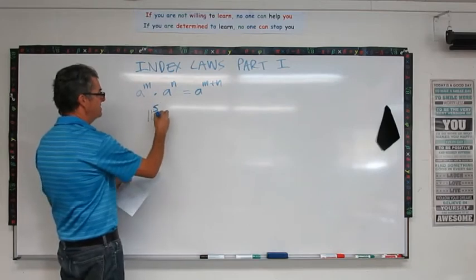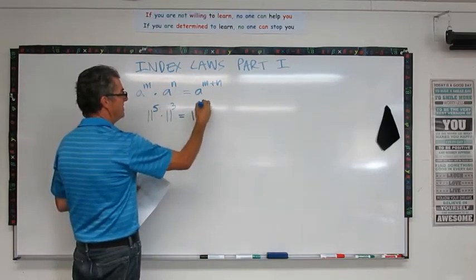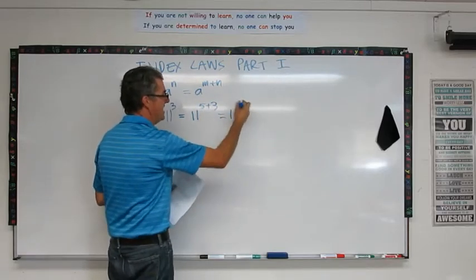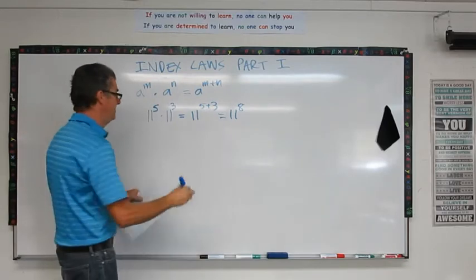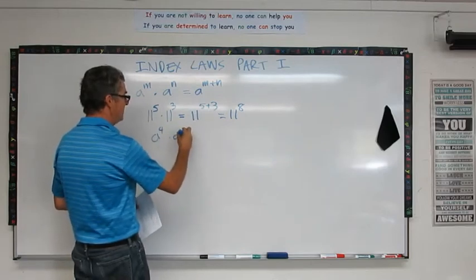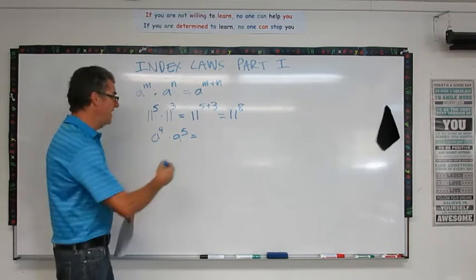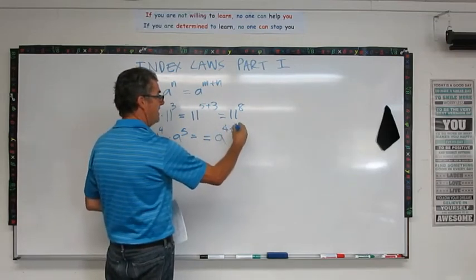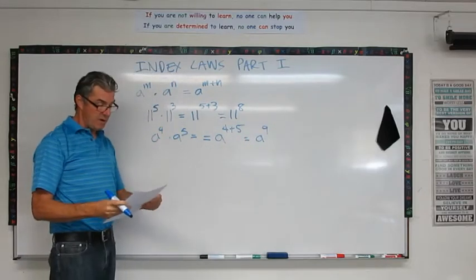11 to the 5th times 11 to the 3rd is going to be 11 to the 5 plus 3, which is 11 to the 8th power. Okay? Pretty straightforward. Let me give you one to try. Let's try a to the 4th times a to the 5th. Pause the video, see how you do. Okay, let's check it out. This is going to be a to the 4 plus 5, which is a to the 9. Okay, let's do another one.